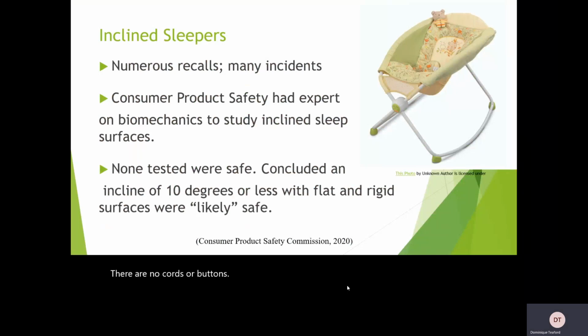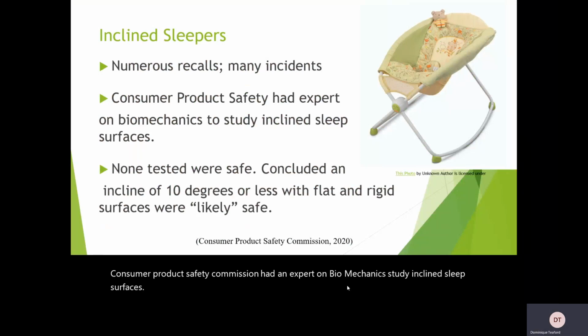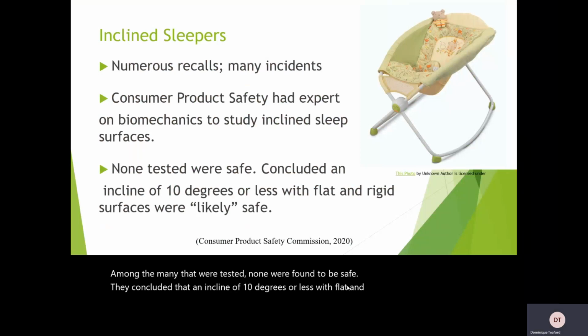How about inclined sleepers? Let's discuss these for a moment. Numerous recalls have taken place after many incidents. The Consumer Product Safety Commission had an expert on biomechanics study inclined sleep surfaces. Among the many that were tested, none were found to be safe. They concluded that an incline of 10 degrees or less with flat and rigid surfaces were likely safe.